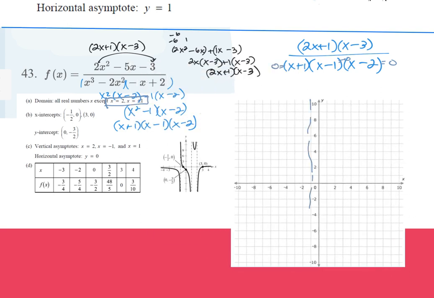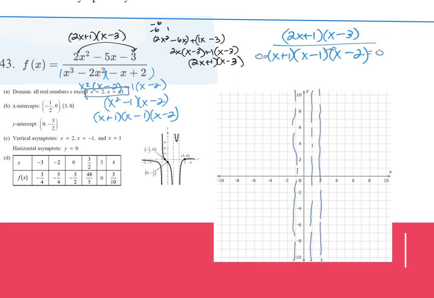So -1, +1, +2. The exponent in the top is less than the one in the bottom, so this is a horizontal asymptote, that's y equals 0.